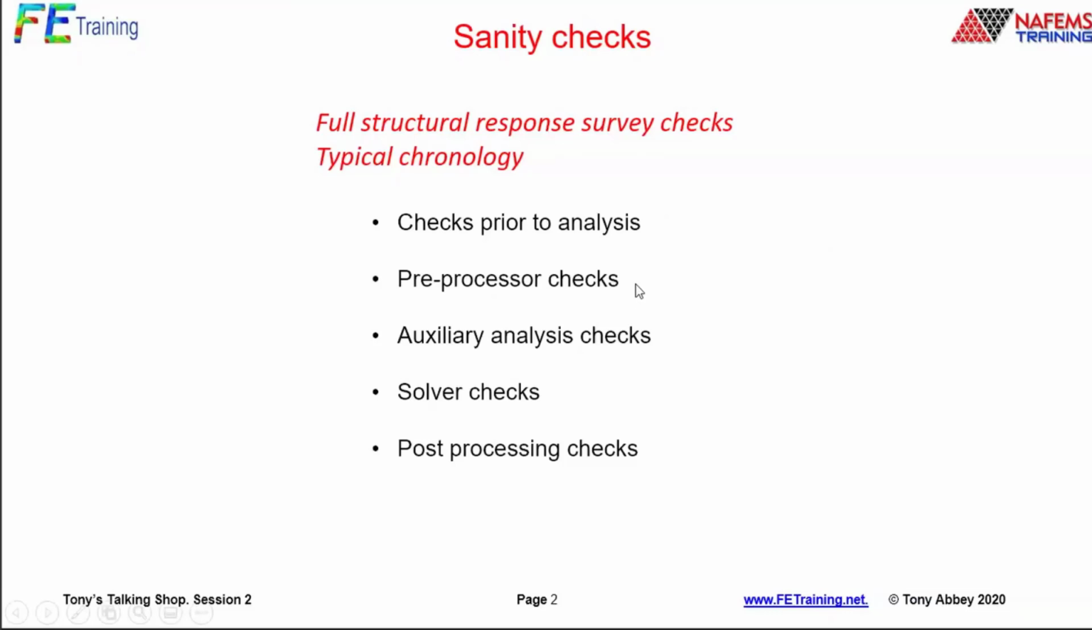Then as you start rolling, there are checks we can do in the preprocessor, so element quality checks and so forth. And then a couple of what I call auxiliary analysis checks. My favorite here is the check for normal modes analysis. We flip to normal modes analysis to see if the structure is hanging together. Then there are checks which the solver goes through. These are the rigorous checks which it does as part of its process. And then finally, it's post-processing checks, where we produce our full report.